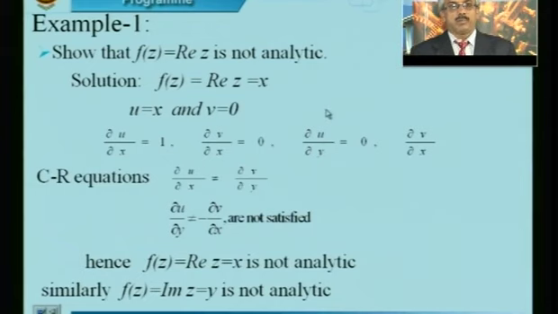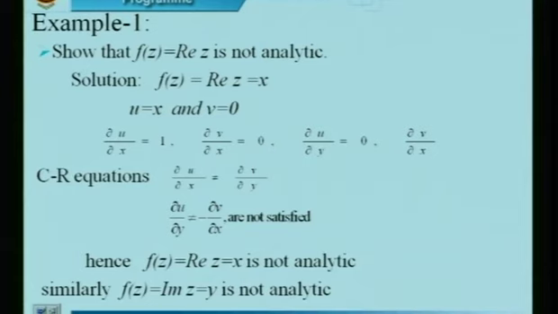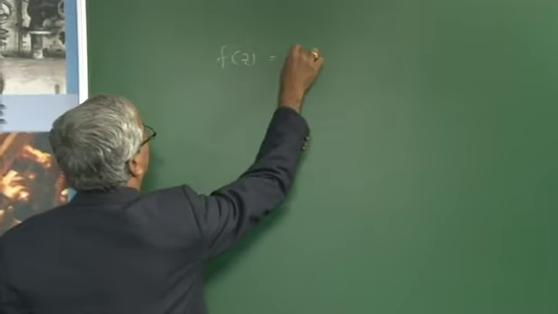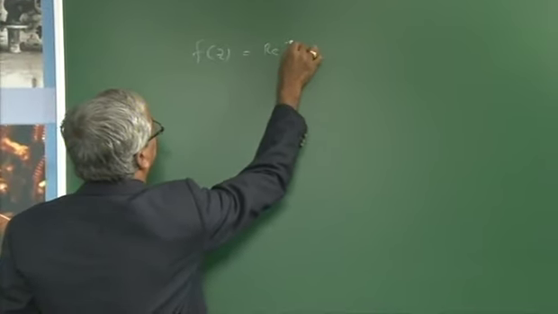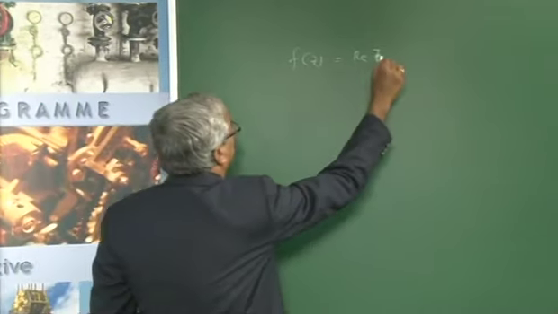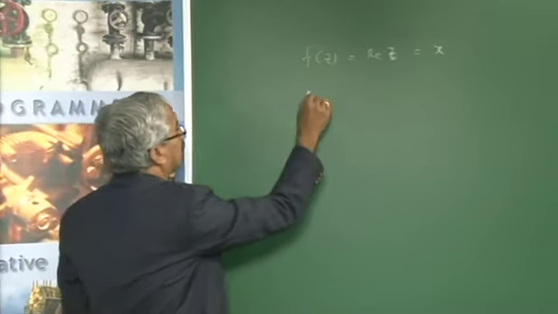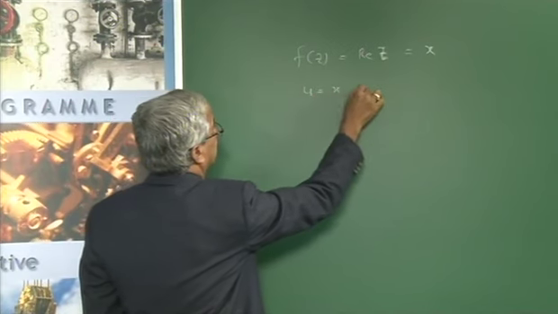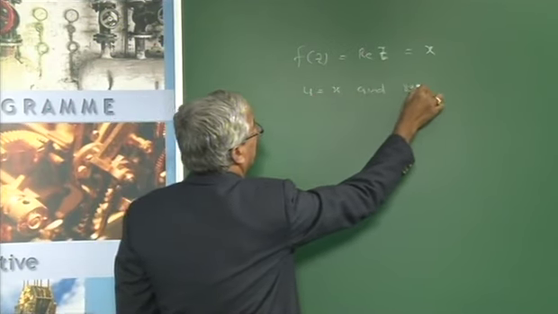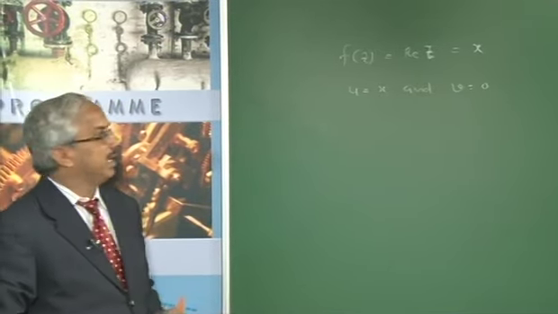f(z) is equal to the real part of z. Is it an analytic function or not? That we have to check. The real part of z, you know, is just x, and the imaginary part is 0. Real part is x and imaginary part is 0.